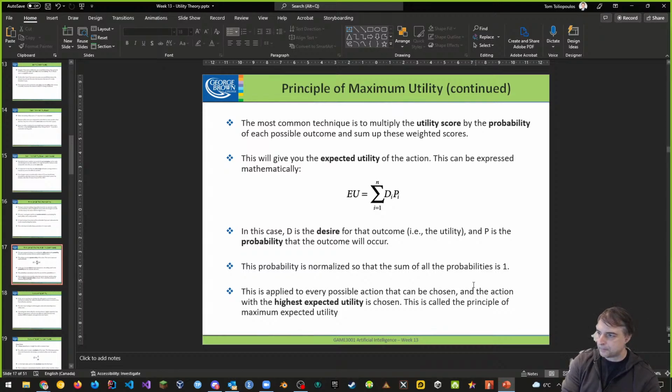Very simple. This is applied to every possible action that can be chosen, and the action with the highest expected utility is chosen. This is called the principle of maximum expected utility. It doesn't matter if you're playing a game or doing some kind of economic bartering simulation, it's the same thing. Expected utility is based on desire multiplied by probability.